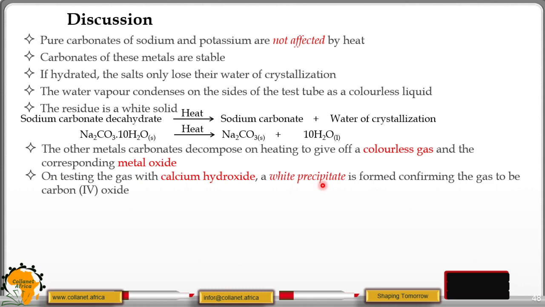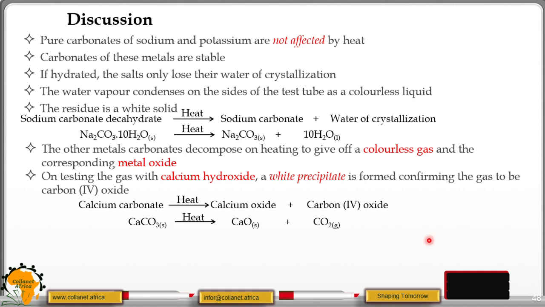The white precipitate is as a result of the formation of calcium carbonate, which is an insoluble salt. Calcium carbonate, if you heat, you get calcium oxide plus carbon 4 oxide. This is the chemical equation. So you decompose this one, you get calcium oxide plus carbon 4 oxide. Remember, this has lost some CO2 from the original solid. That means the residue has less weight. So we have a decrease in mass of the product.